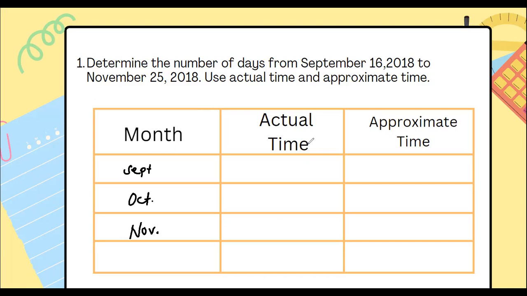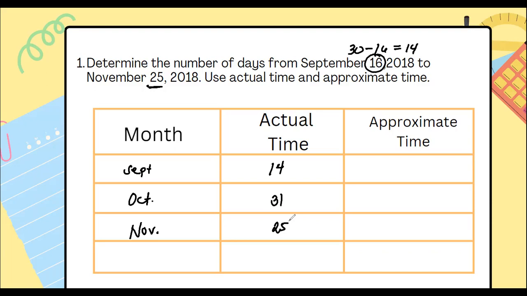Now, in actual time, when the month has 31 days, we put 31. If it has 30, we use 30 days. In the month of September, it has 30 days. September starts at 16, so we subtract 16 from 30, which is equal to 14. Therefore, for the month of September, there are still 14 days left. Next, for October, in actual time, October has 31 days, so we use 31. Then for the month of November, since our maturity date is November 25, we list 25.